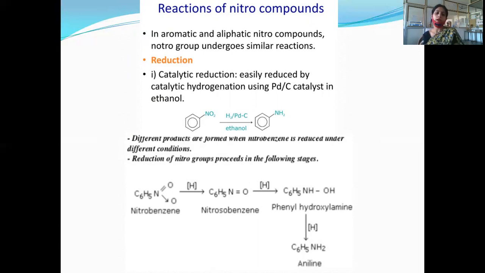First, the nitrobenzene accepts a hydrogen, so it gets converted to an intermediate, nitrosobenzene. One oxygen is removed. Then further it gets converted to phenylhydroxylamine, so two hydrogens are added between the N and O. Then another hydrogen atom is added, the OH group goes away, water is removed, and we get aniline.